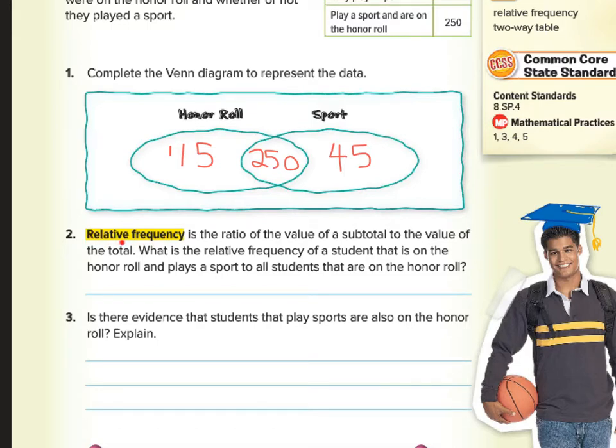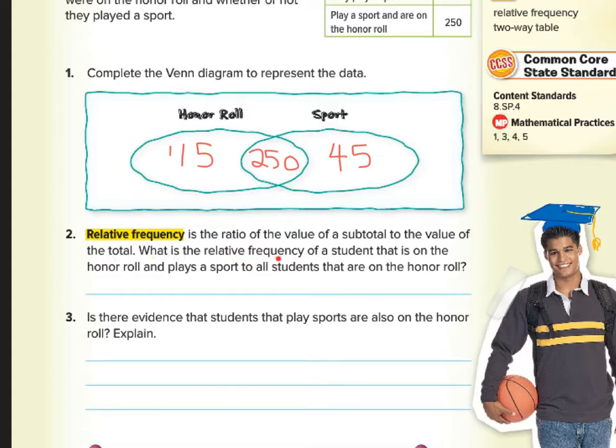So now let's take a look at what relative frequency means. Relative frequency is the ratio of the value of a subtotal to the value of the total. So we're going to find a subtotal, and that subtotal will be compared to the total. We're going to write a ratio. A ratio is a comparison of two numbers. And here is what they are asking us to do.